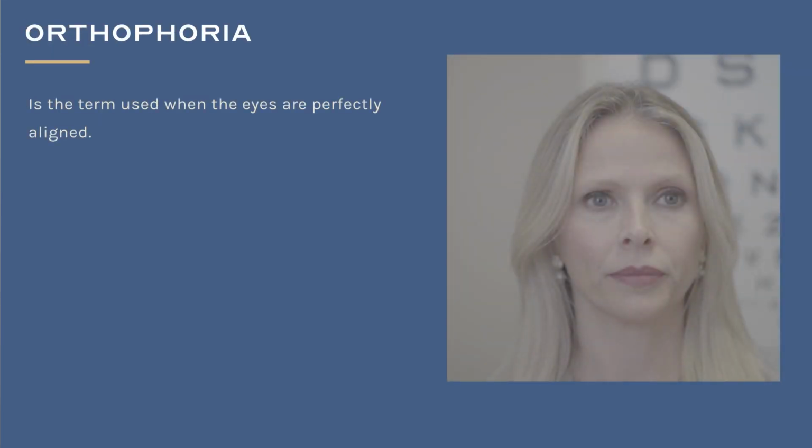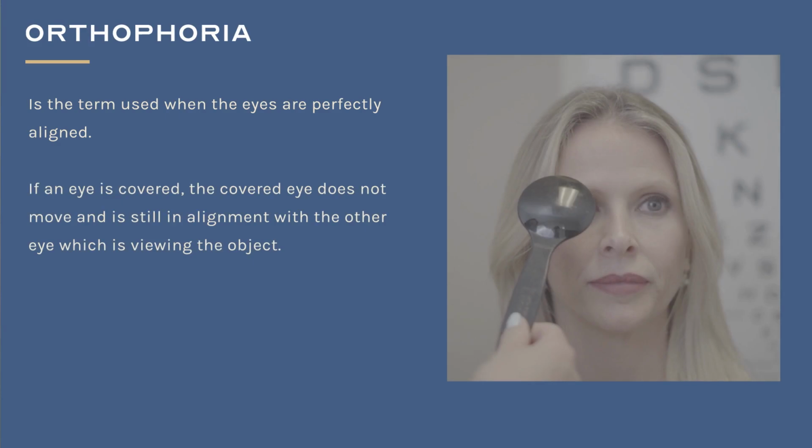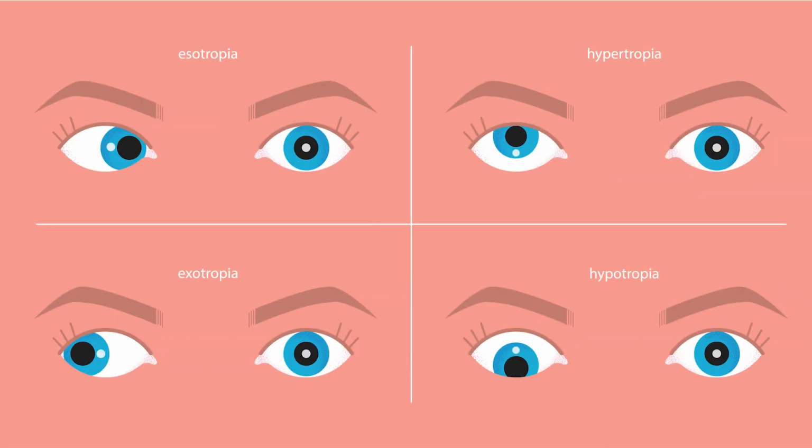Orthophoria is a term used when the eyes are perfectly aligned. If an eye is covered, the covered eye does not move and is still in alignment with the other eye, which is viewing the object. There are 4 types of tropia.